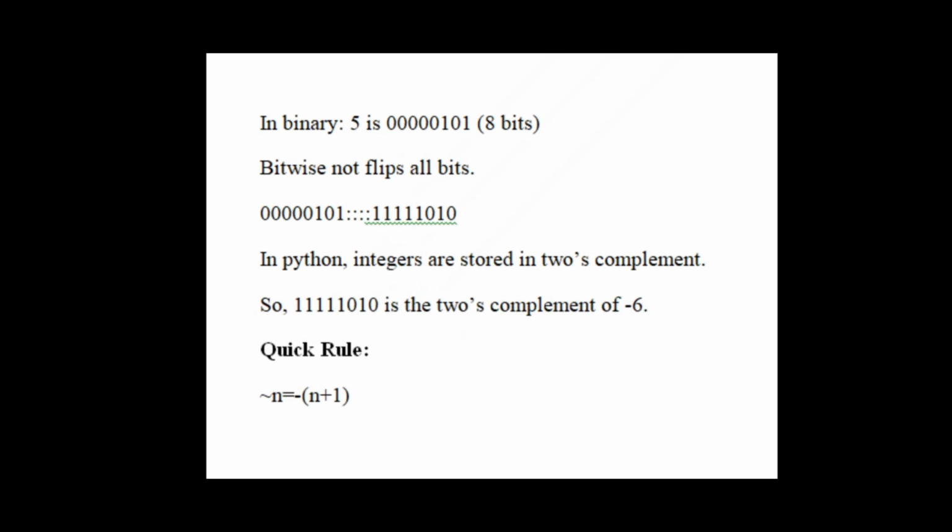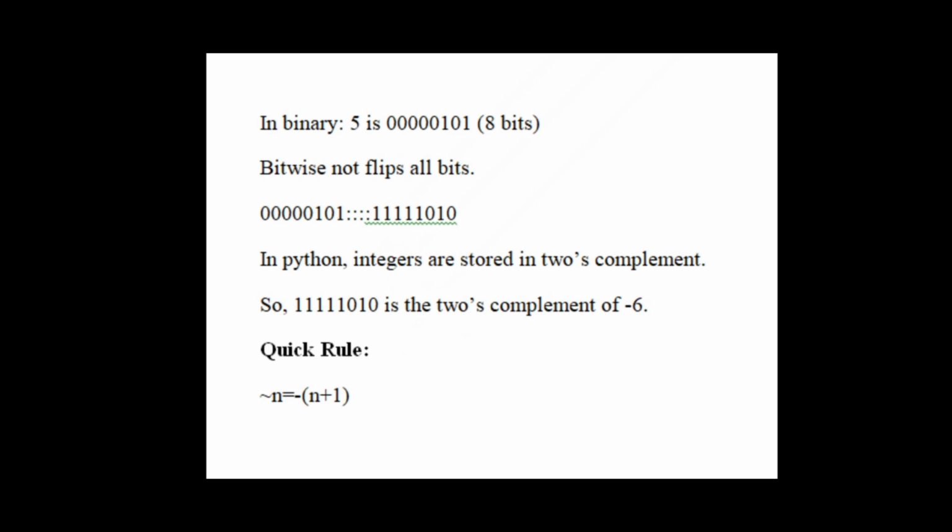Now in binary, we have taken A equal to 5. So in binary, 5 is 00000101. We have taken 8 bits for clarity. Now bitwise NOT flips all bits, that is 1's complement. So 0 should be replaced by 1 and 1 should be replaced by 0 at bit level. So 00000101 should become 11111010.